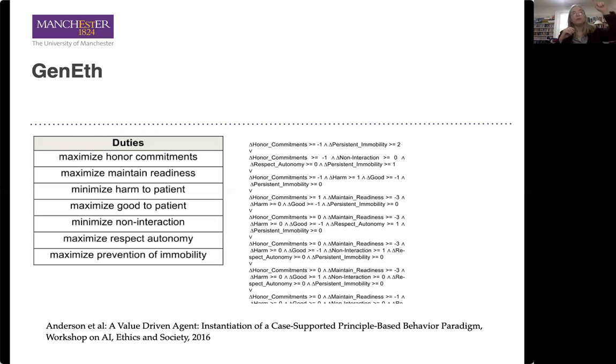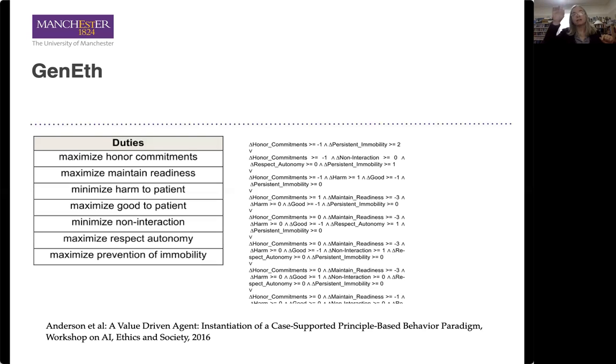So up at the top, you can see this bit where it says delta honor commitments is greater than or equal to -1. So it's saying if you're in the part of the space where your first action is worse than your second action with respect to honor commitments, and the difference between them is -1, so it's kind of 1 point worse. First action is 1 point worse than the second action with respect to honor commitments.